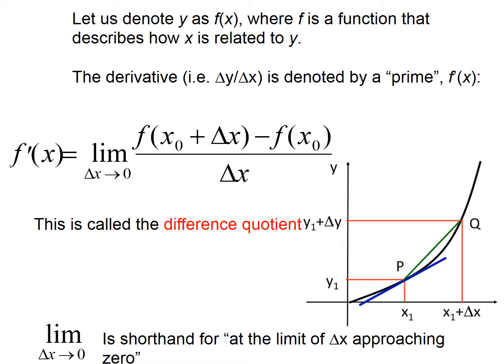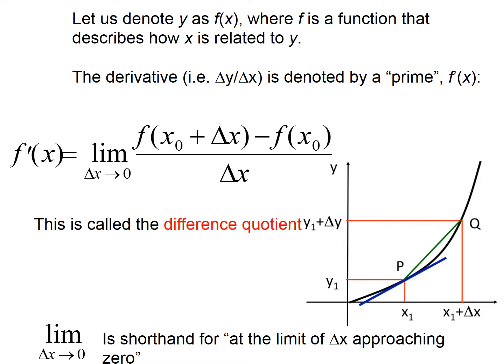So if we want to work out the gradient anywhere along a curved line, we have this problem: we can't read off a distance that changes in y and a distance that changes in x, because that's across this whole distance here, and we want to know at a point here. So we've got this limit theory equation, where to work out this f prime x, which is the gradient of the function of x, you can think of y as being the function of x.